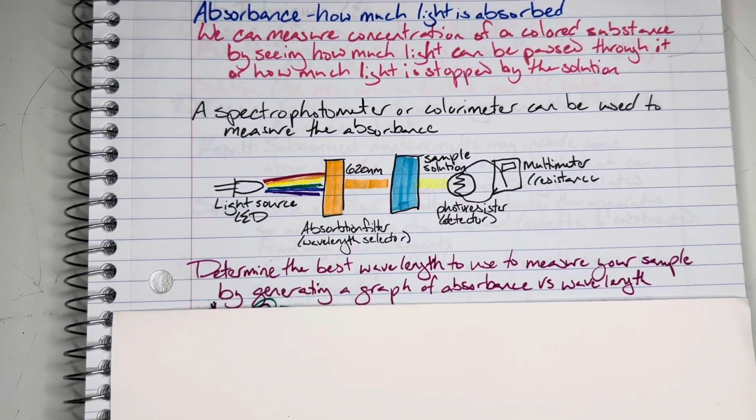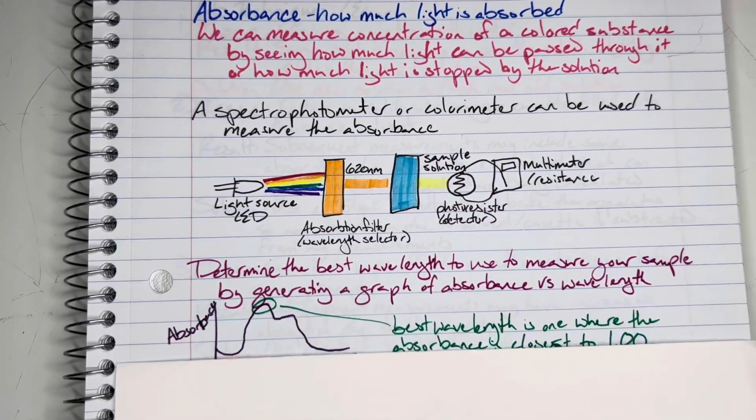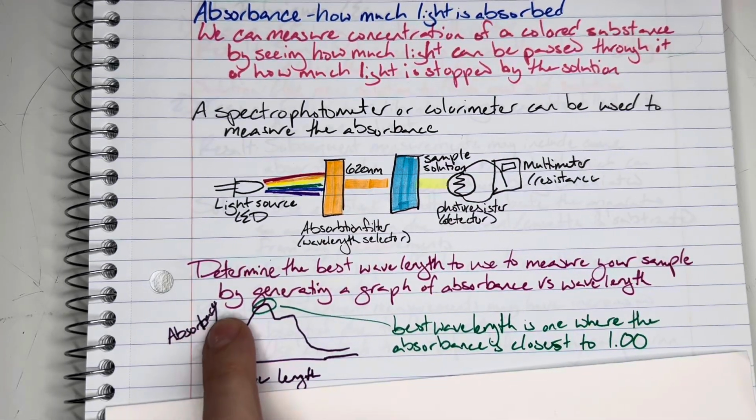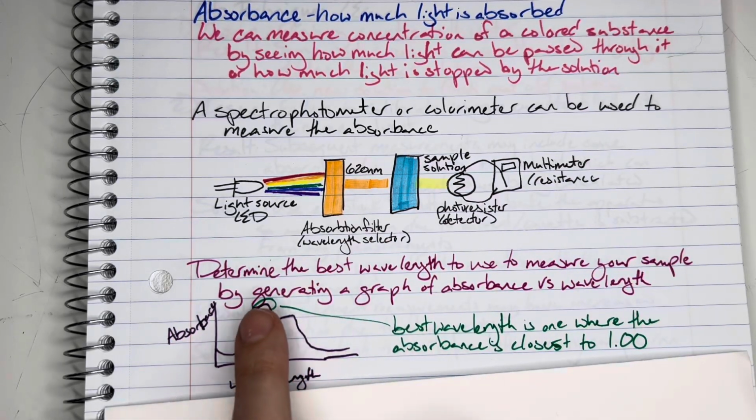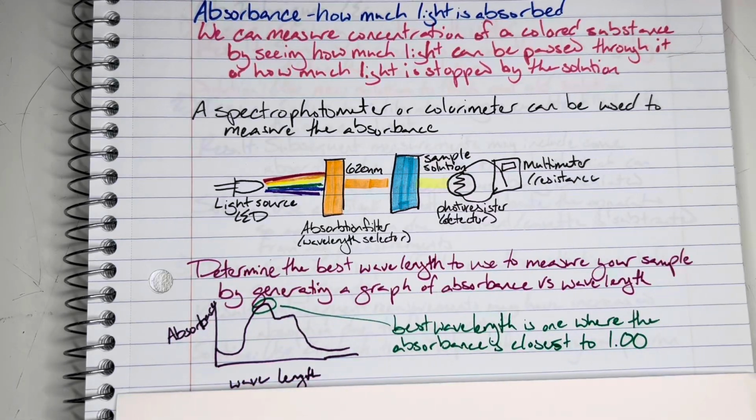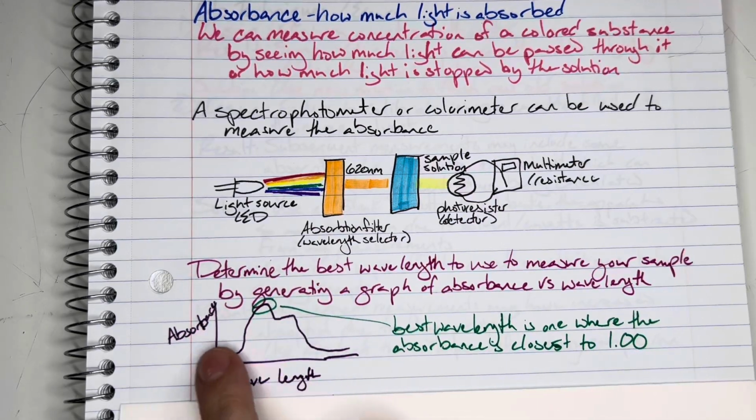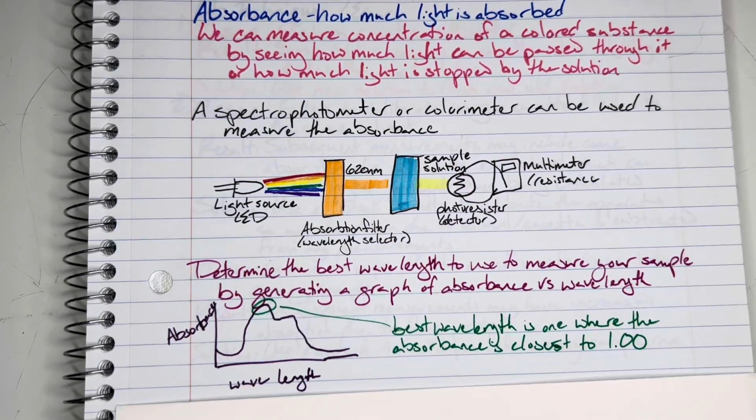In order to determine the best wavelength to use to measure your sample, you would generate a graph of absorbance versus wavelength. It could look something like this, where you will run through all of the options for the wavelengths of light and see the relative absorbance that was absorbed by that sample. Whichever is your peak absorbance is going to be your best wavelength. You're going to want to choose a wavelength that gets you as close as possible to an absorbance of 1.00.